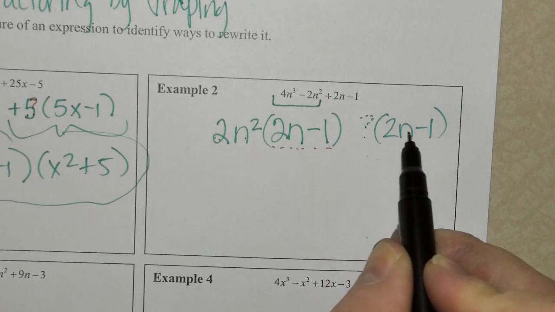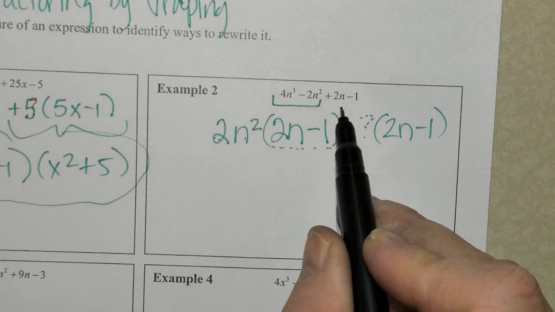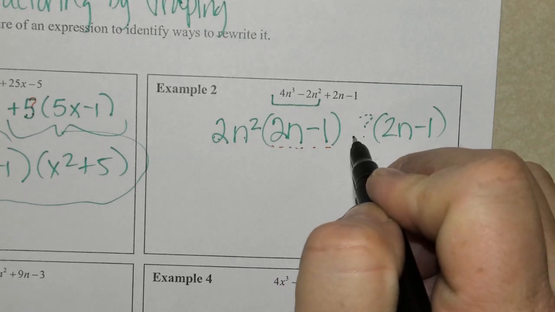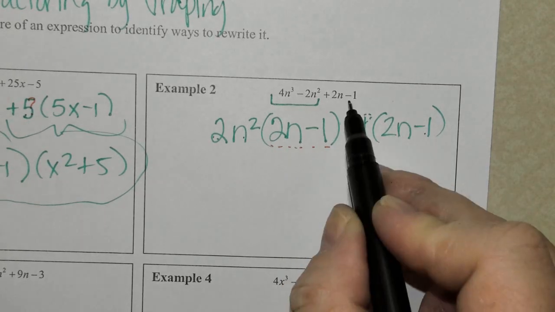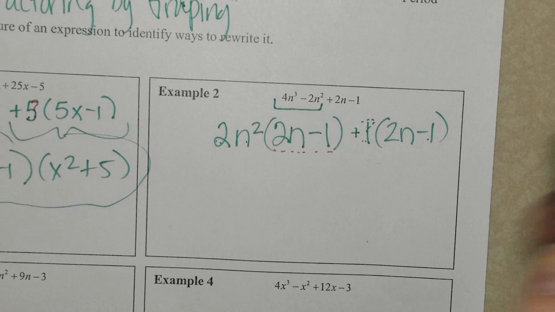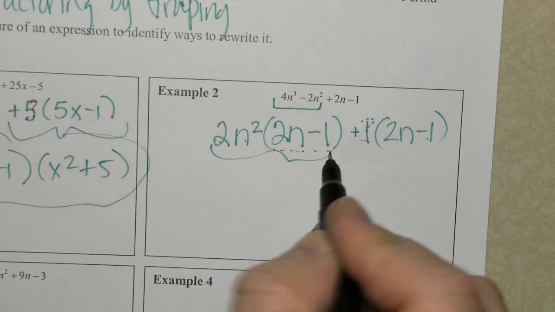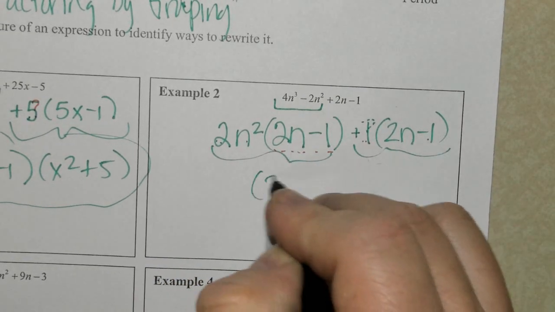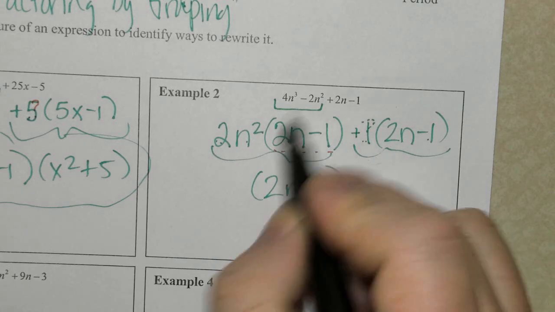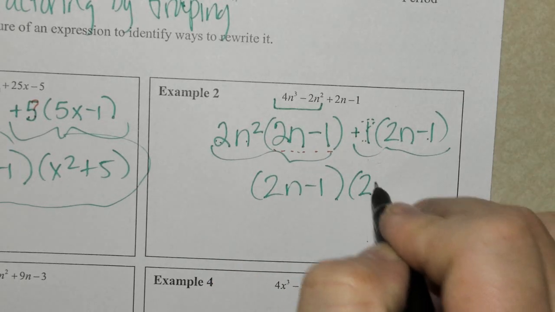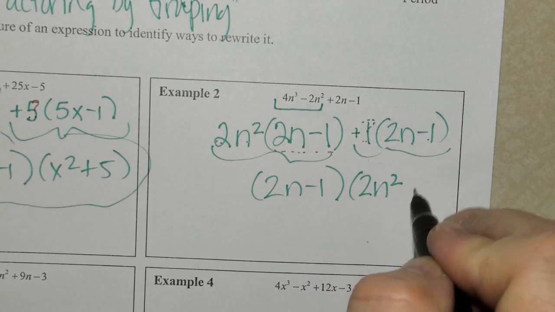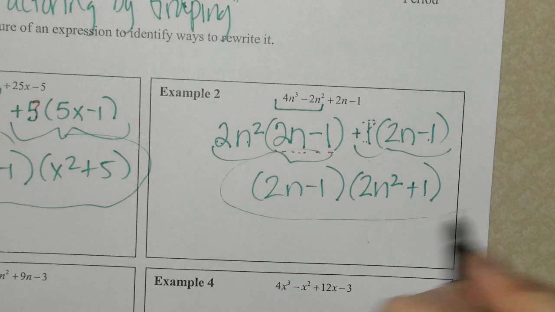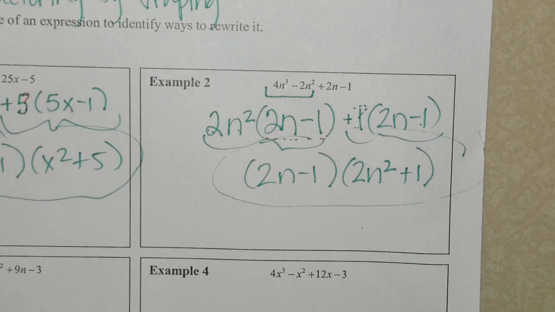What value times 2n is a positive 2n? And what type of 1? Plus or minus? Okay, I'm going to write it really light in case I'm wrong here. And is positive 1 times negative 1 negative 1? Yes. Okay, so this is factorable. Both the front and the back contain a 2n minus 1. In front of the first 2n minus 1 is a 2n squared. And in back, we can find a positive 1 in front of the 2n minus 1. This problem is complete.